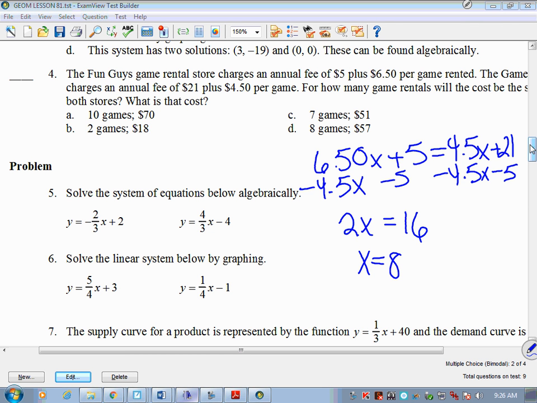Now, I know that there's only 4 answers. Only one of them says 8. So it should be what? Should be 57, right? All right. But if this question is on a test, are you going to have to show me how you got 57? Yeah. You're going to have to show me how you got it. So you're going to have to show me that you plugged 8 back in.